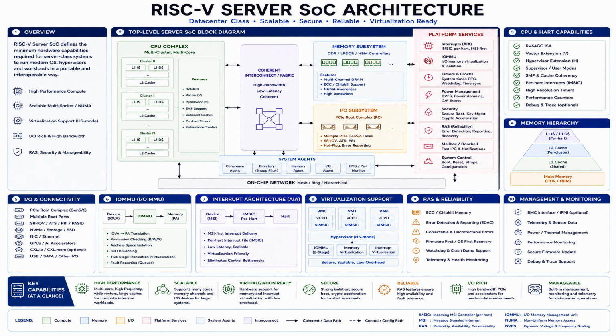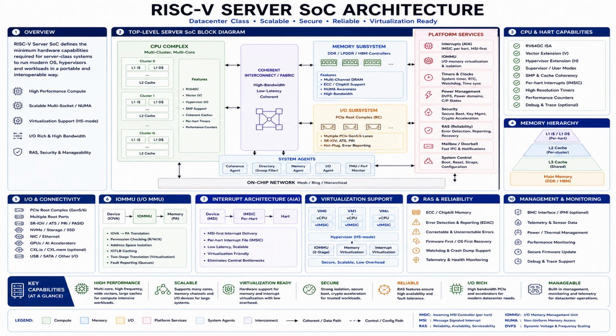Section 1 describes an overview of minimum hardware capabilities required to run modern operating systems and hypervisors in a portable and interoperable way. The Server SoC specification targets data center class systems with high performance compute, scalable multi-core, multi-socket support, virtualization readiness, rich I/O and memory bandwidth, and enterprise features like RAS, security, and manageability. So the Server SoC spec establishes a standard hardware contract for RISC-V servers.